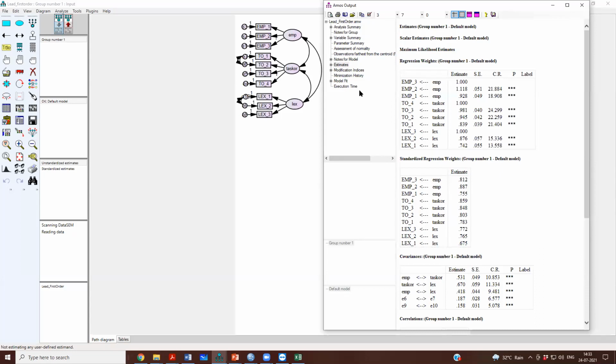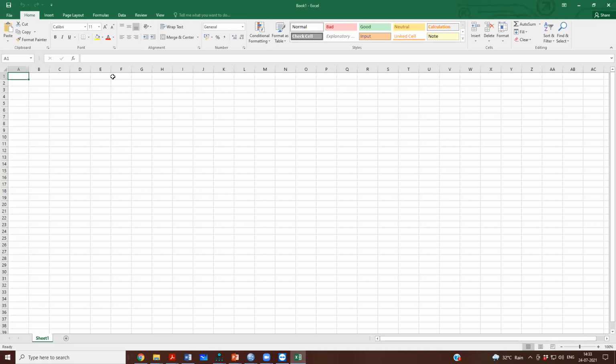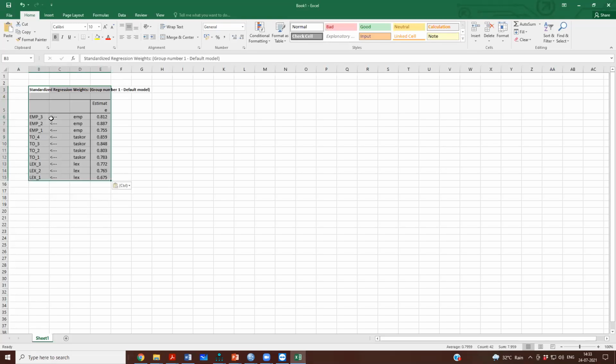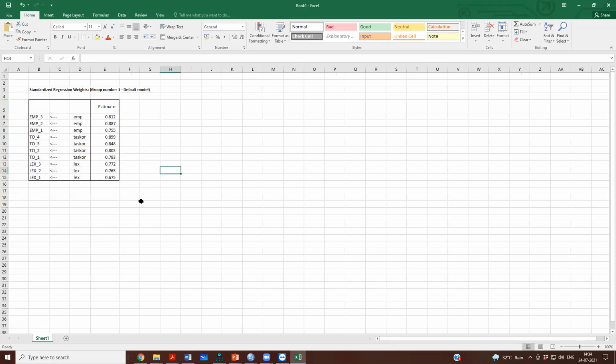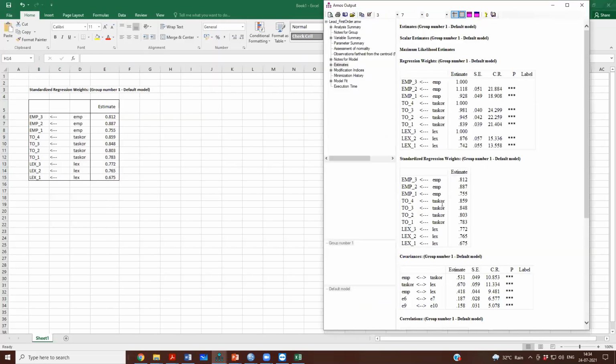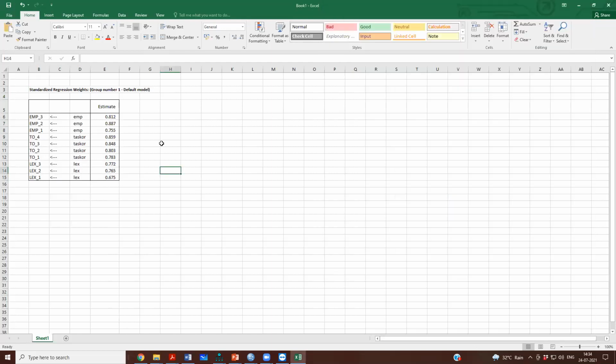So we will copy this output and go to a blank Excel sheet and just paste these values, right? So this is the value that we have got from the AMOS output. This is the AMOS table, standardized regression weight. We have pasted it in the Excel sheet. Now this estimate that we have here is nothing but the lambda, right?